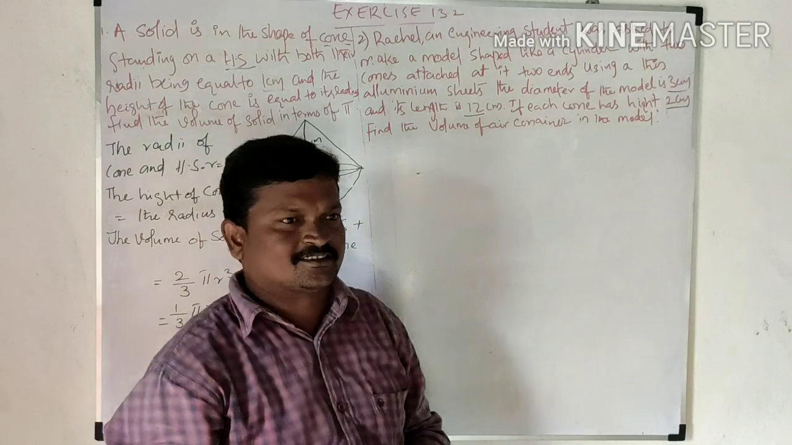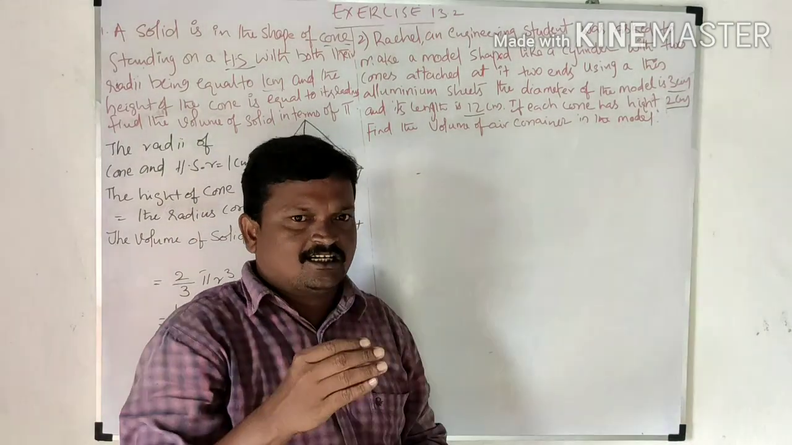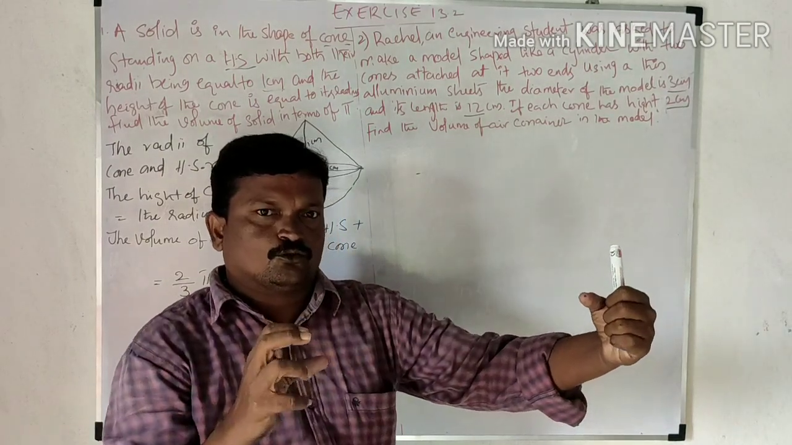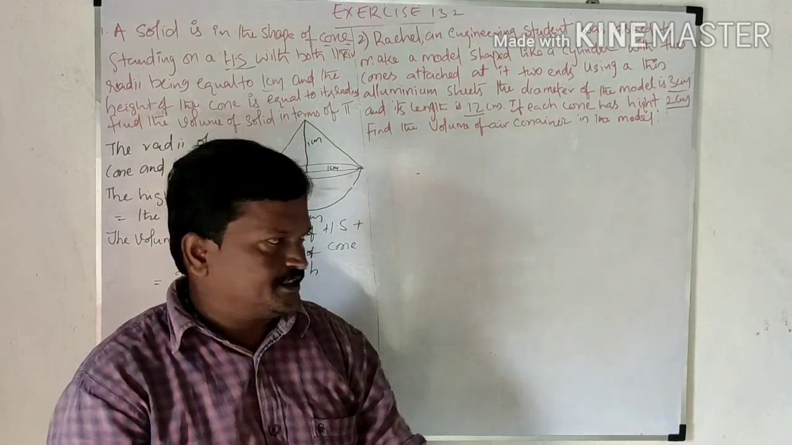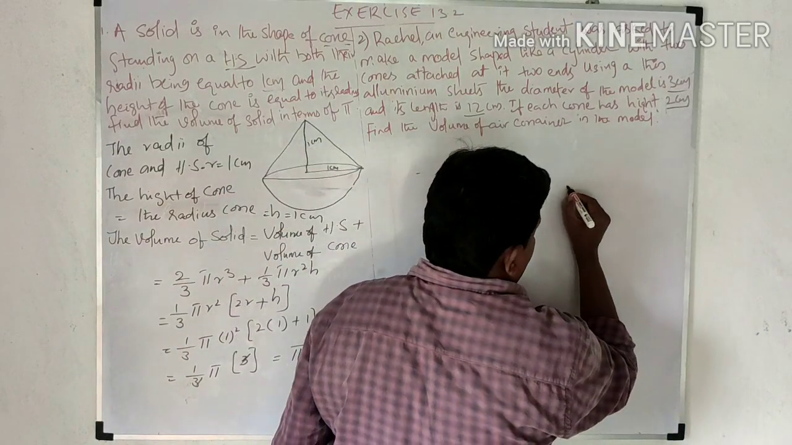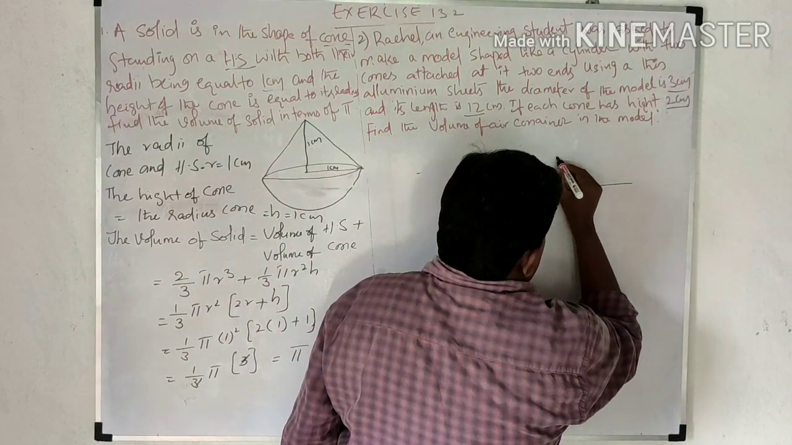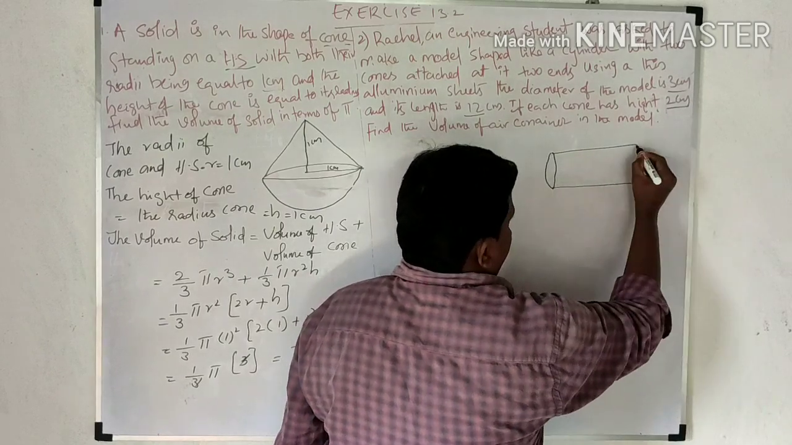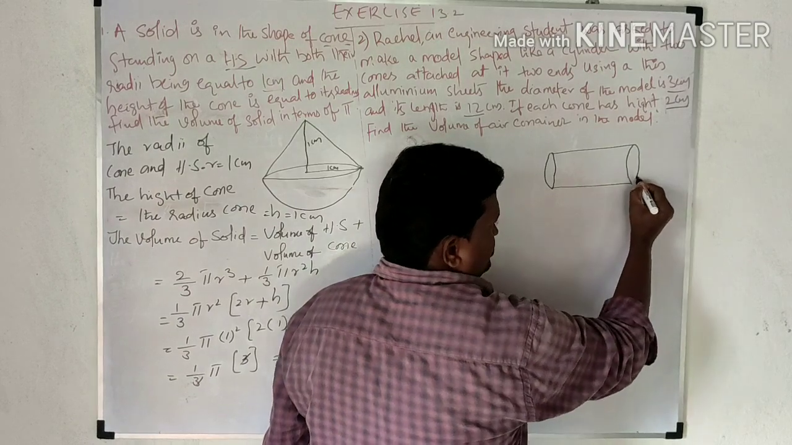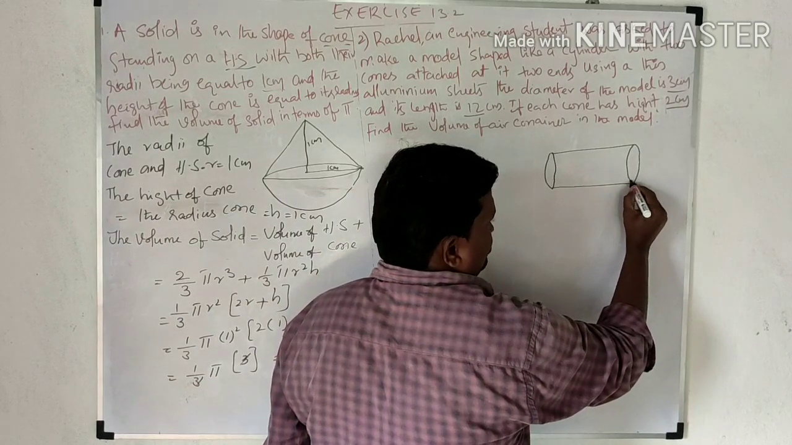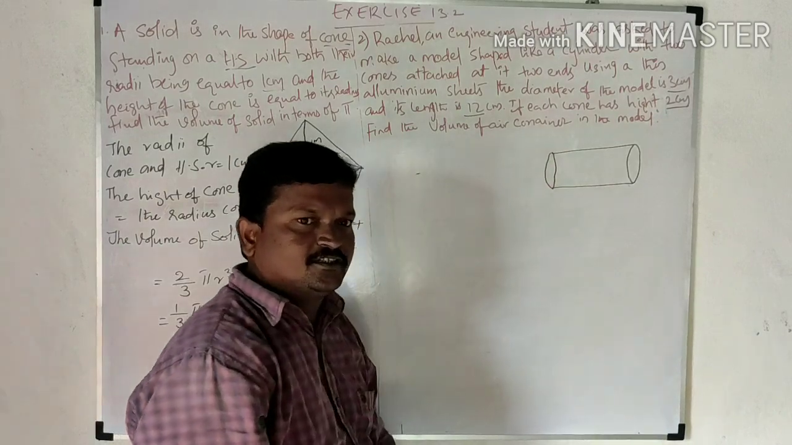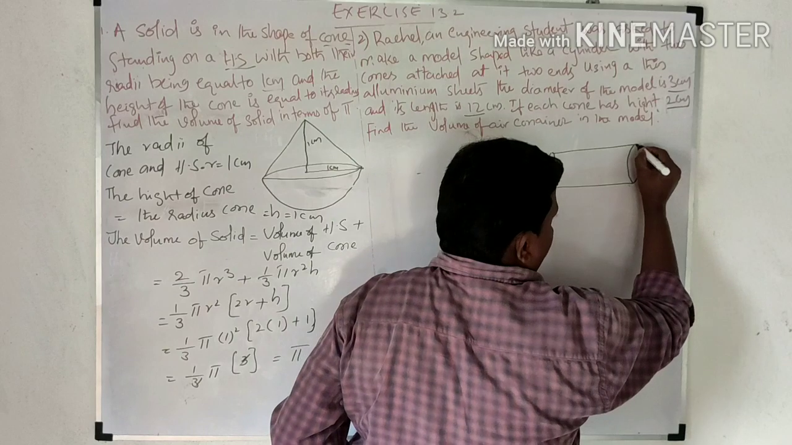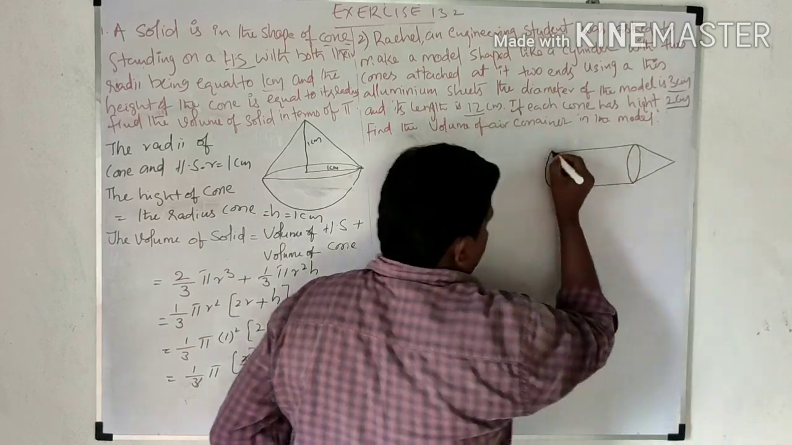Here they made one model. How is it? In the middle it is a cylinder, and both ends are attached with 2 cone-shaped aluminum sheets. So see how the figure is made. This is a cylinder shape. If you read the question properly, then only you can draw the picture. After drawing the picture, it will be very easy to calculate the volume. So this is the cone. Both ends are attached with 2 cones like this.